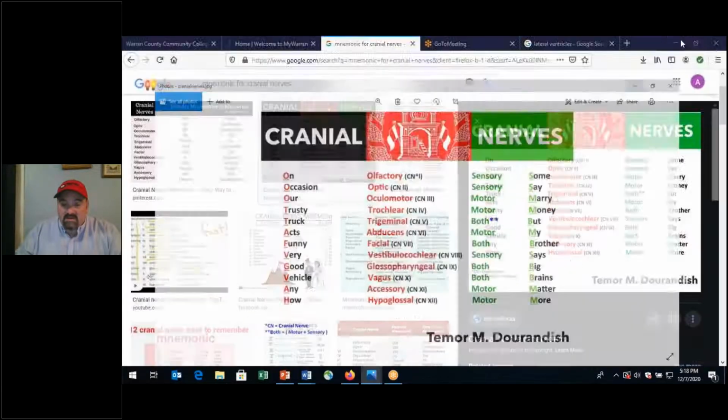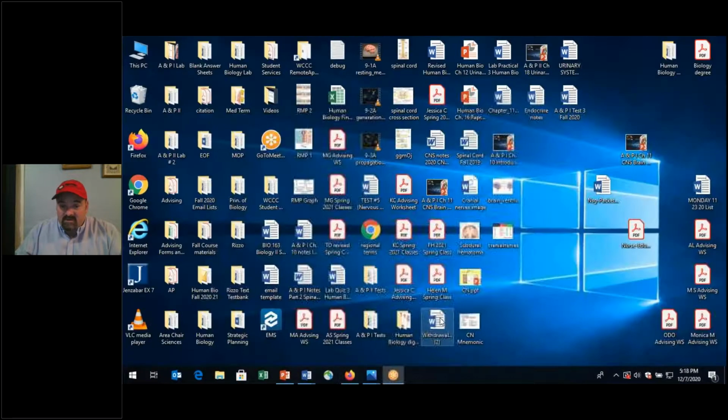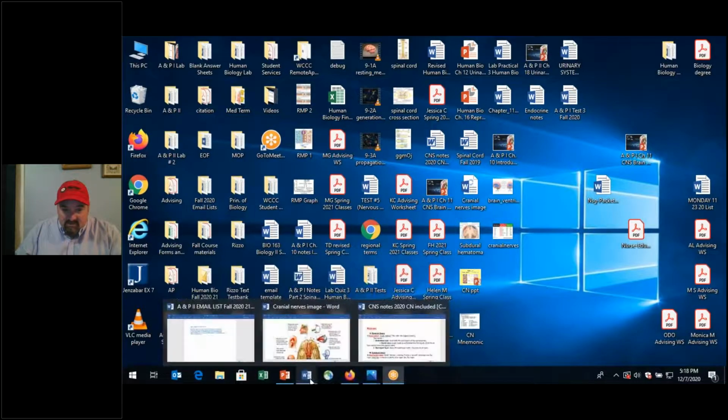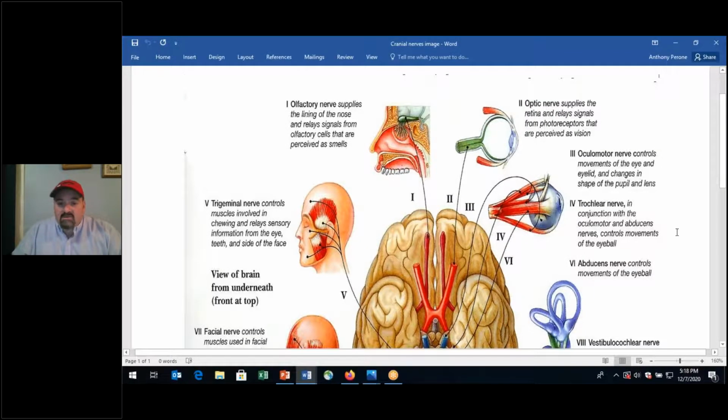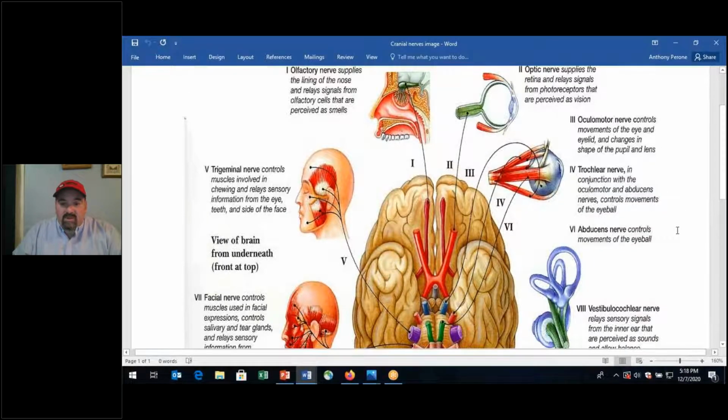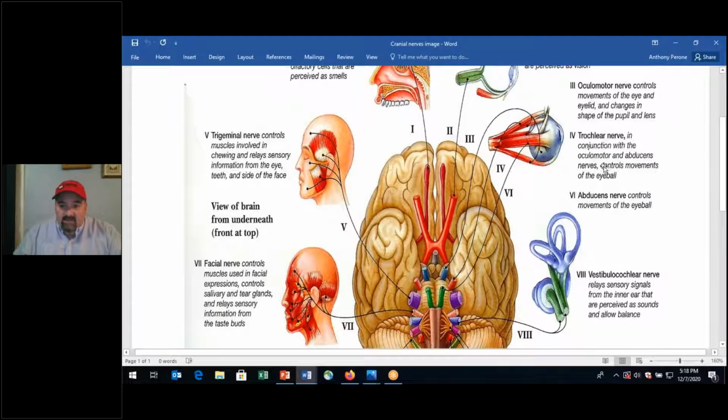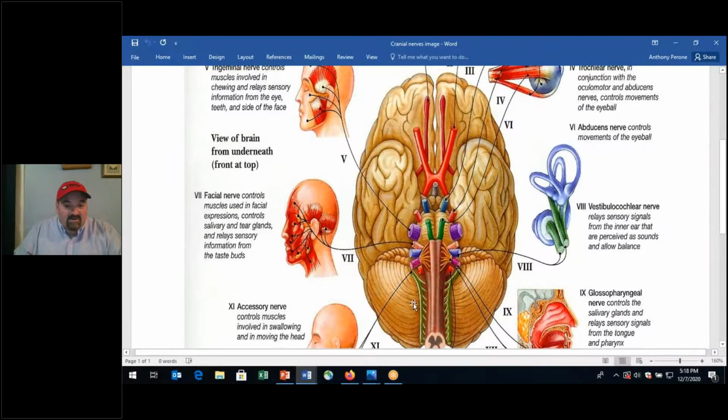So let's move down here. Let's go back to here. Here we go. Good. Now we're going to move down a little bit to number 3, number 4, and number 6. They're all grouped here on this image. You see directly where they're coming off of the brain. So you have here the cerebellum. You have the brainstem here. So this is the pons and brainstem.